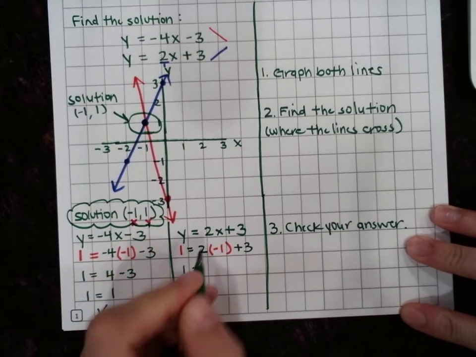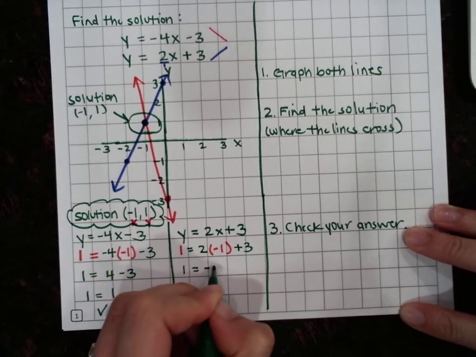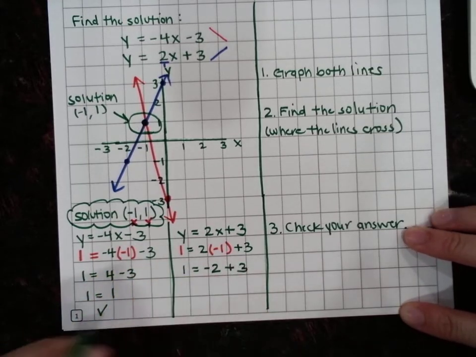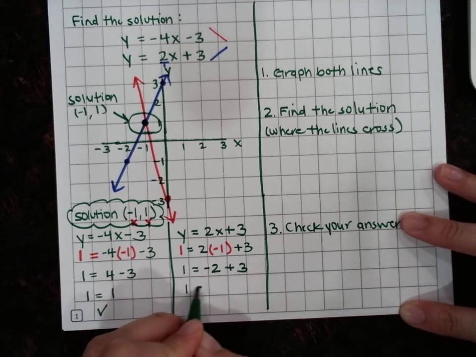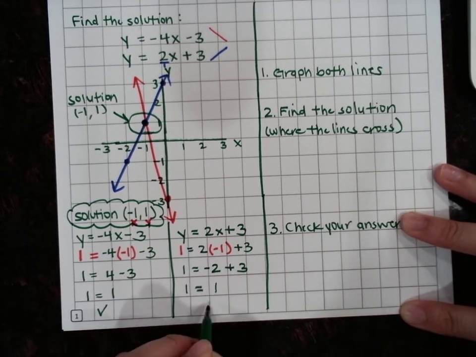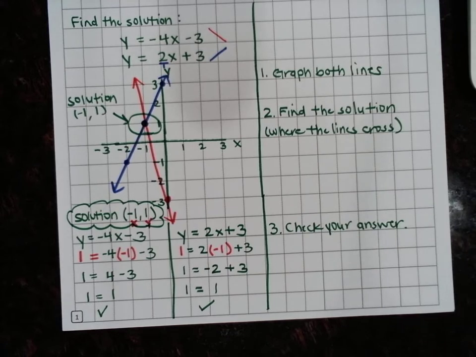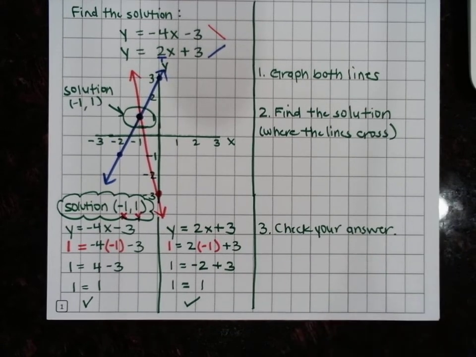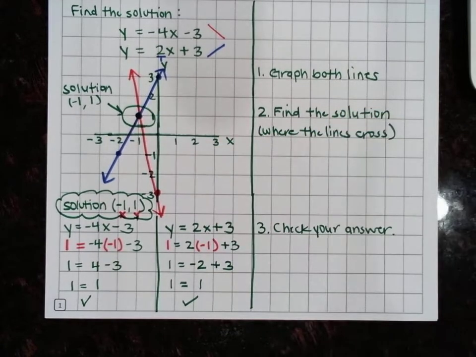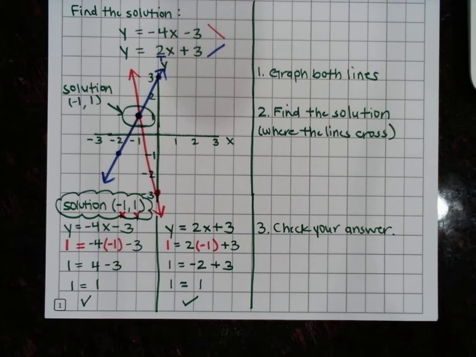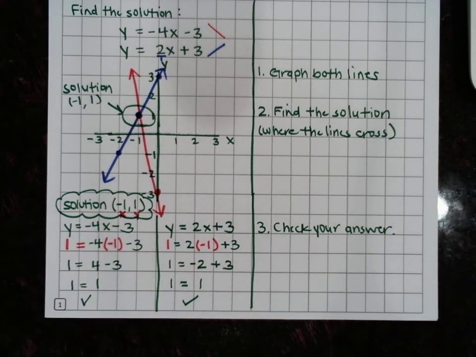So does 1 equal 2 times -1, which is -2, -2 plus 3, which is +1? Yes, it makes both equations true, and that is why it is our solution. So -1, +1.